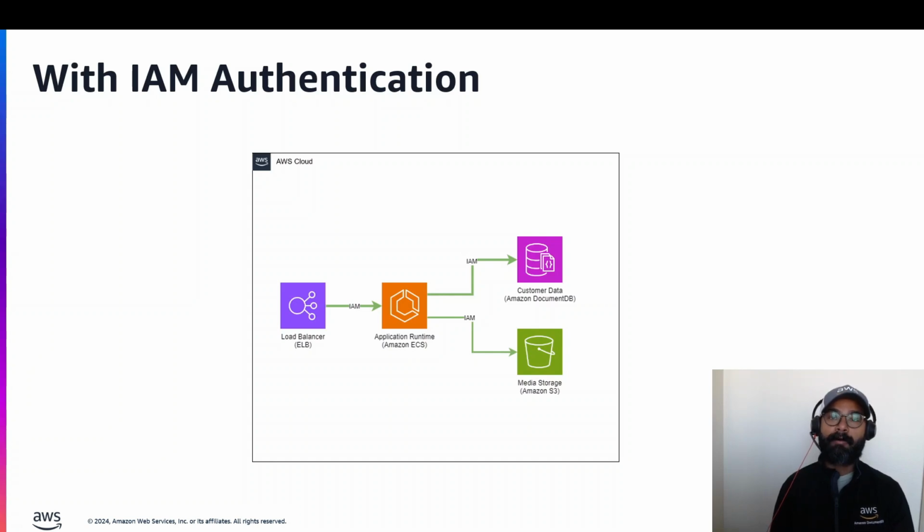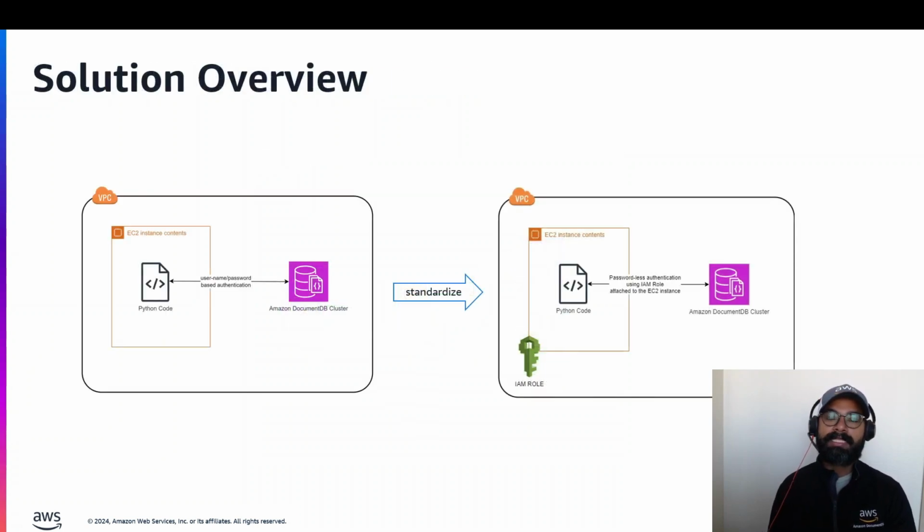So let's see how that application changes when you introduce IAM authentication. As you can see in the screen, now your application interacts with both Amazon DocumentDB and Amazon S3 using IAM roles. Let's look at the application design a little bit more.